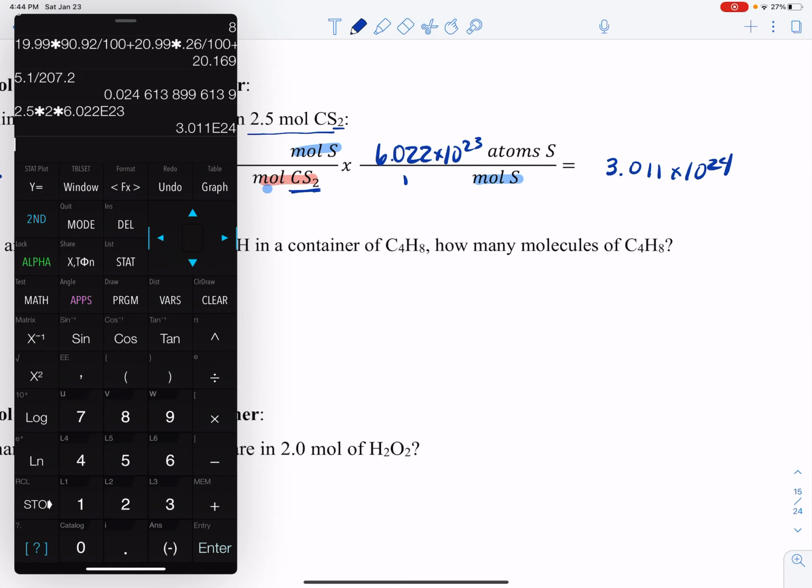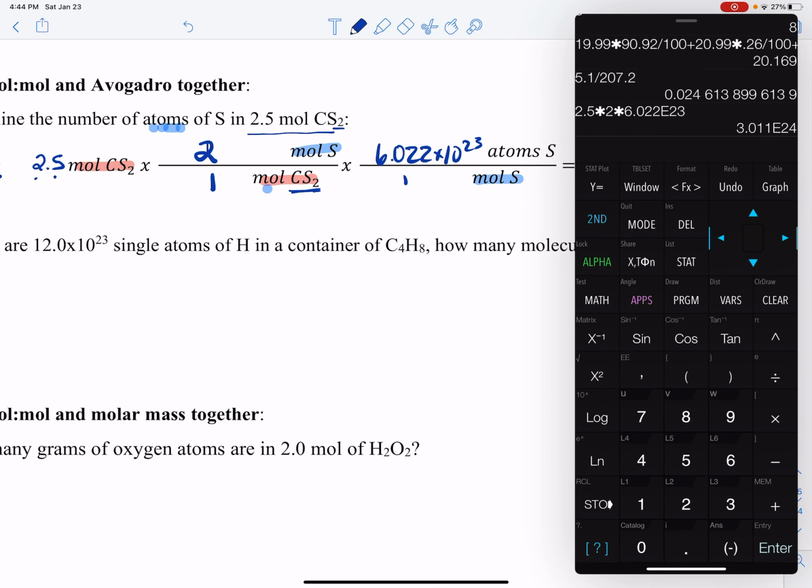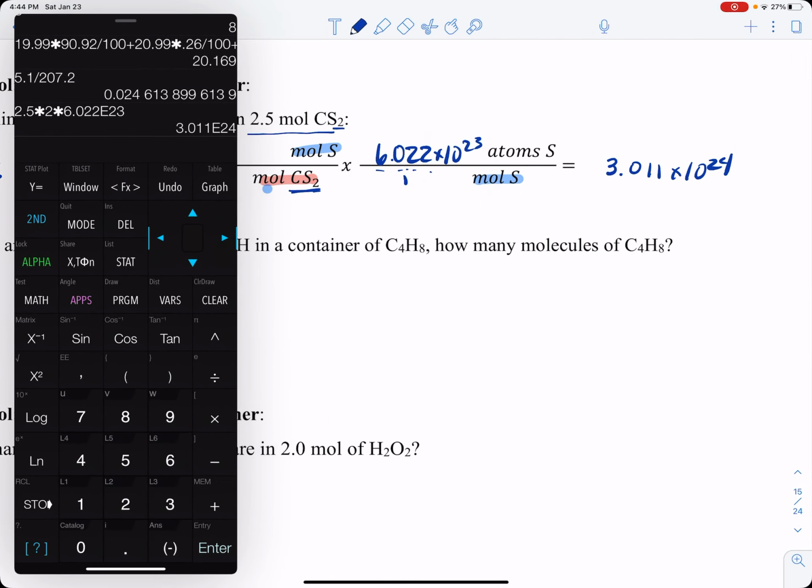Let me check my sig figs. 1, 2 sig figs. This is a perfect relationship. It's considered exact because it's an exact amount of atoms in exactly an amount of a mole. And Avogadro's number's got a lot more numbers in it. So I have 1, 2, 3, 4. I need it to just have 2. So that's what I'm going to go to. And the 1 does not round up the 0. So the answer should be 3.0 times 10 to the 24th.